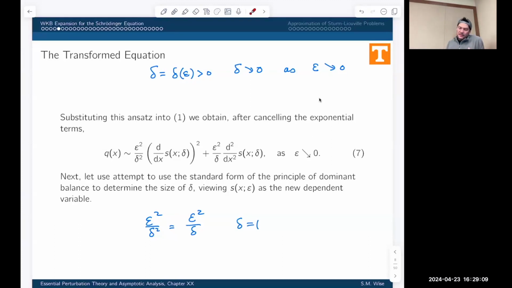So if you use the standard format to do your analysis for these equations, they're not the same as regular singularly perturbed problems, and you get nothing useful. So this is a kind of new thing, okay?